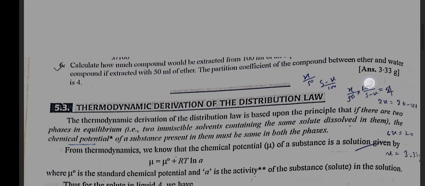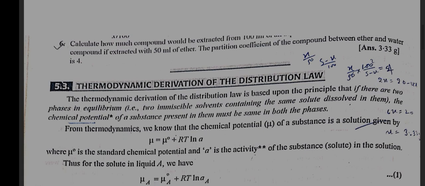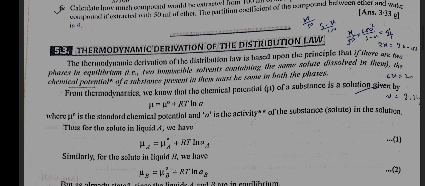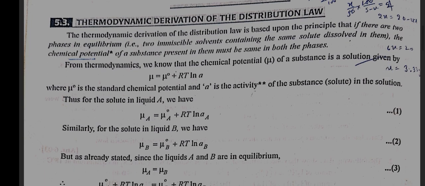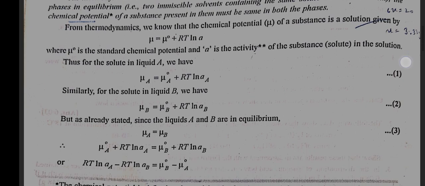Now the thermodynamic derivation of the distribution law. The thermodynamic derivation of the distribution law is based upon the principle that if there are two phases in equilibrium, that is, two immiscible solvents containing the same solute dissolved in them, the chemical potential of a substance present in them must be the same in both the phases. From thermodynamics, we know that the chemical potential mu of a substance in a solution is given by mu equal to mu naught plus RT ln a, where mu naught is the standard chemical potential and a is the activity of the substance or solute in the solution.